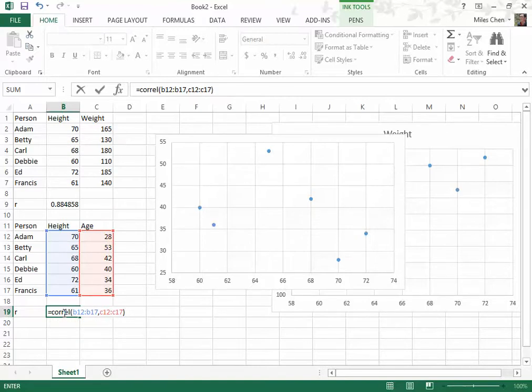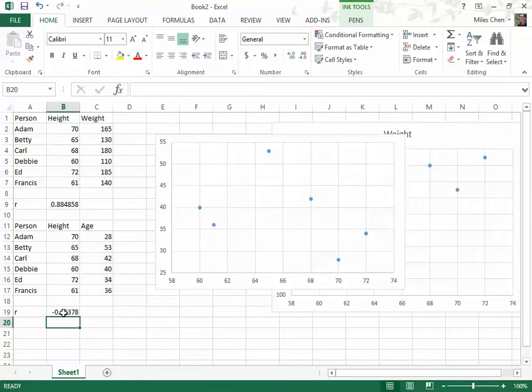Does this look good for everyone? Okay, and we're going to hit enter. And what do we get? Negative 0.35. Now this might feel like it's bigger than you expected, more negative than you expected. Maybe you're expecting like negative 0.1 or something.